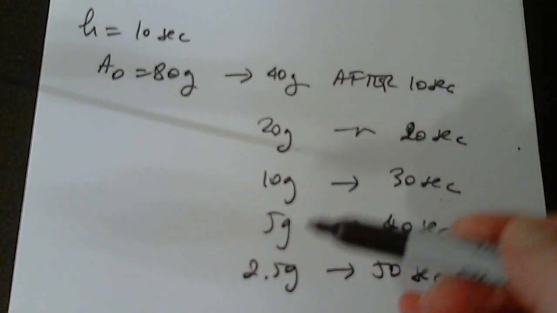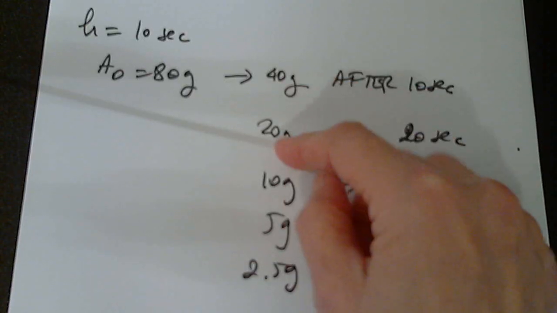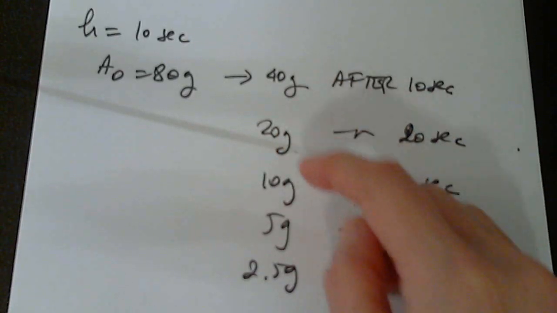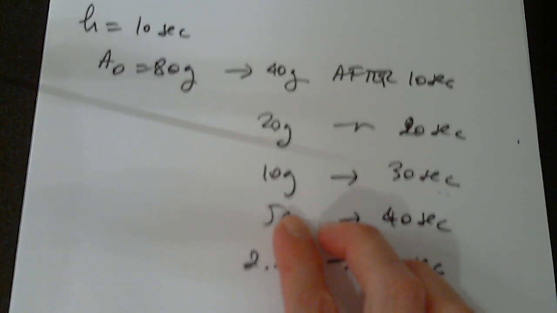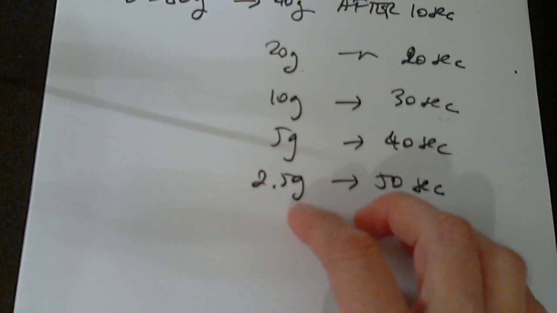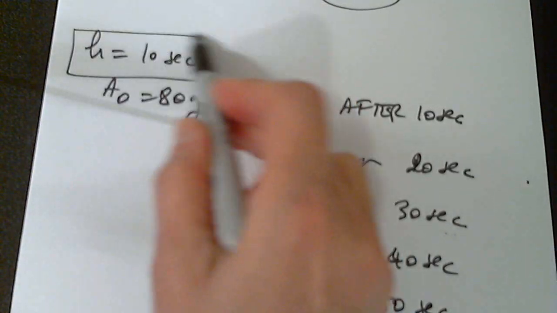So every 10 seconds, this becomes half. After 10 more seconds, this becomes half. After 10 more seconds, this becomes half. After 10 more seconds, this becomes half. Why? Because the half-life is 10 seconds.